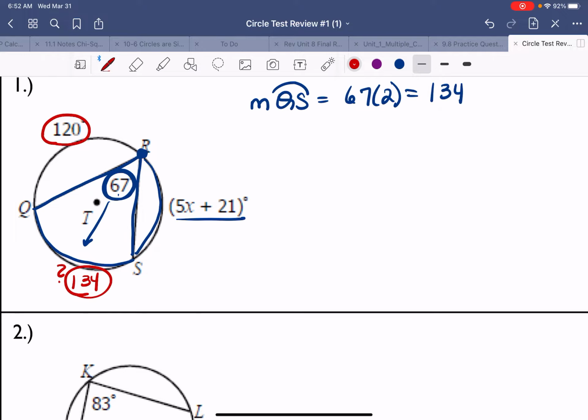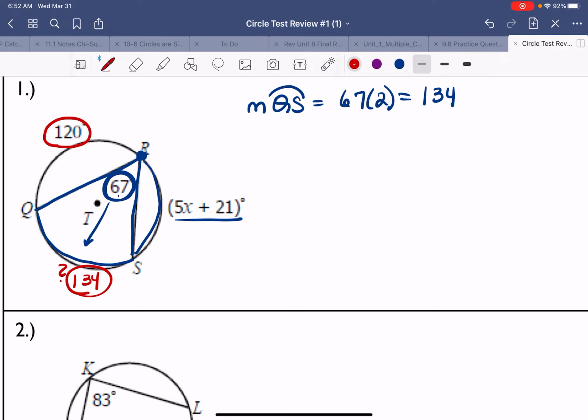So now I have to remember the other property about my circle, which all of us seem to remember: all of the arcs in a circle add up to 360 degrees. That is not very visible, so I will erase it. Anyways, sorry, I'm still getting used to this whole iPad thing. So now I can add all of my arcs together: 120 plus 134 plus 5x plus 21, and all of those together equal 360 degrees.